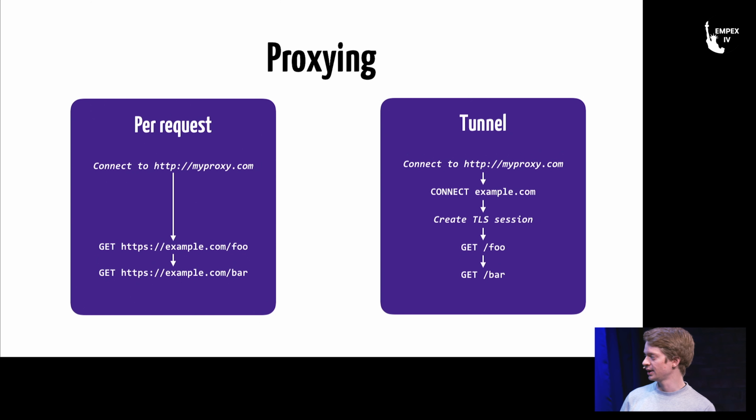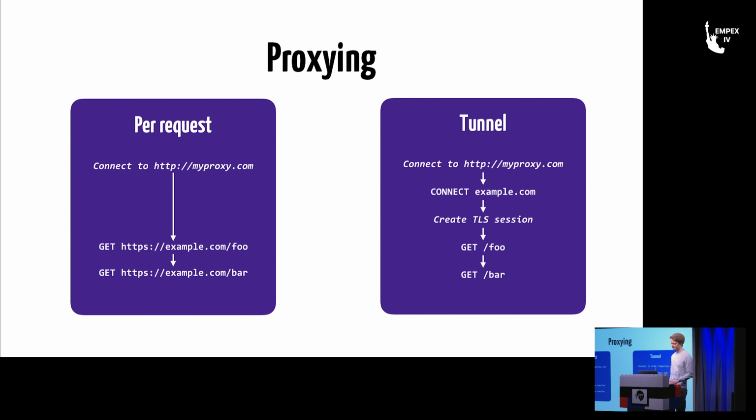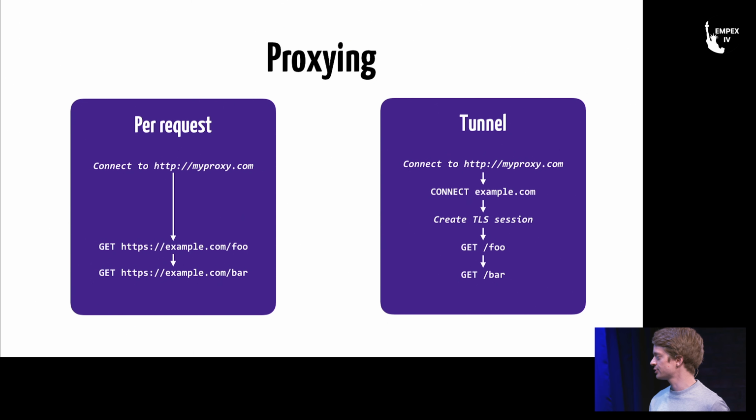The problem with this is that, for example, we use HTTPS here, but we don't have end-to-end encryption to the server, and the proxy would be able to read all the data. So the other way to do proxying is what's called tunneling. The same way, we connect to the proxy server, and then we set up a tunnel with the CONNECT request, and then inside this tunnel we can create a TLS session directly against the end server. And when this session is set up, we can send a request just like if we were connected to the end server directly.